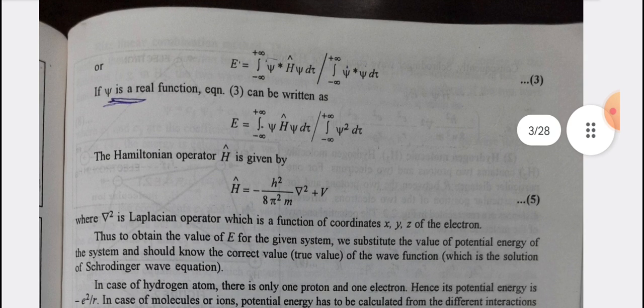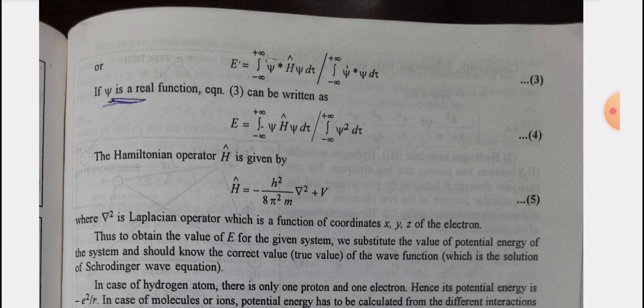If psi is a real function, equation 3 can be written as E = ∫ψ H ψ dτ / ∫ψ² dτ, with integrals from minus infinity to plus infinity. The Hamiltonian operator H is given by H = −h²/8π²m ∇² + V, where ∇² is the Laplacian operator, which is a function of the coordinates x, y, z of the electron.